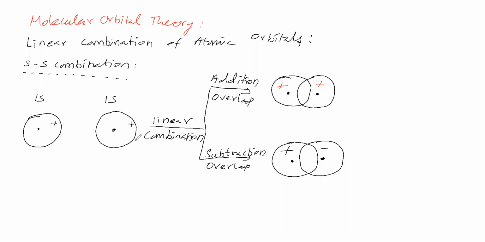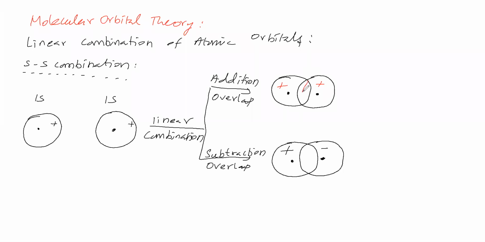So these two atomic orbitals undergo linear combination. Linear combination means one is addition overlap, another one is subtraction overlap. Addition overlap means both atomic orbitals should have the same sign. Subtraction overlap means the overlapping atomic orbitals should have opposite signs. Then only subtraction.